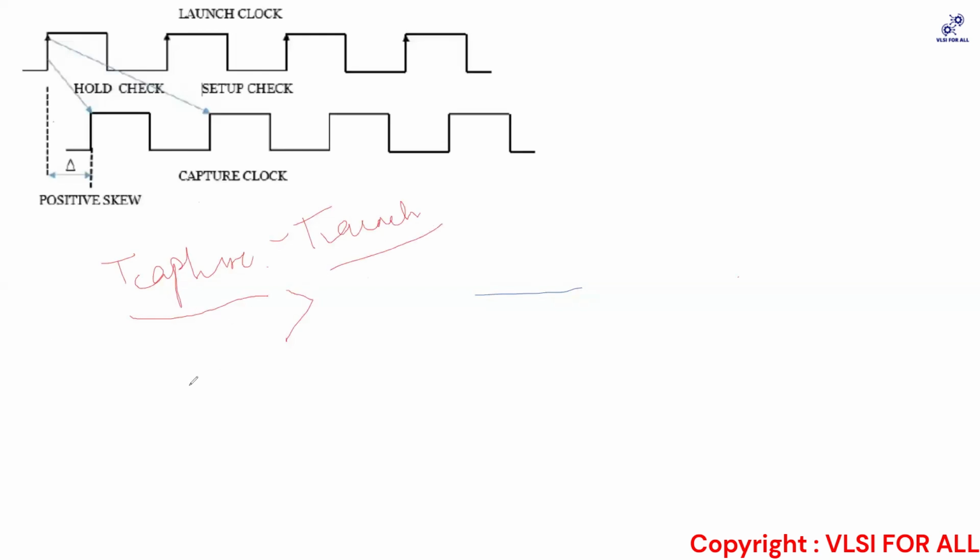Greater means it arrived late and this arrived early. Okay, so the same thing, just in a diagrammatic way, when I ask people, they become confused. So when somebody gives you this diagrammatic representation, understand, if the capture clock is coming late and the launch clock is early, it's a positive skew.